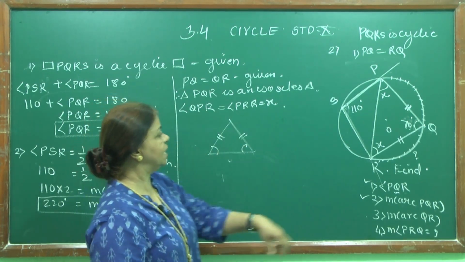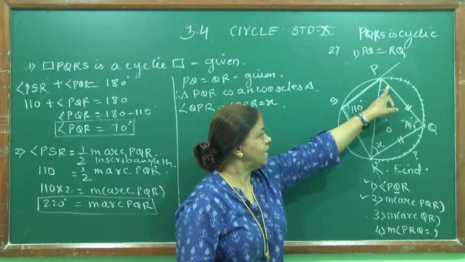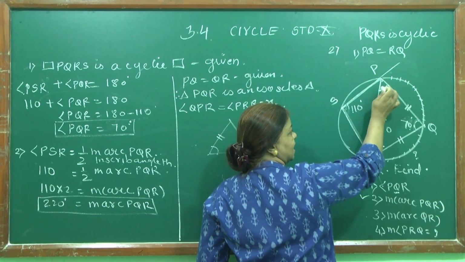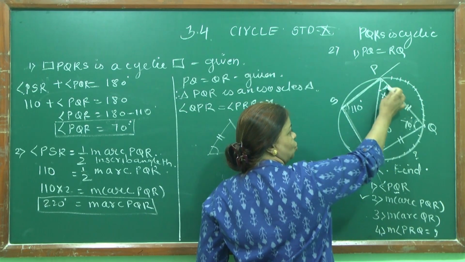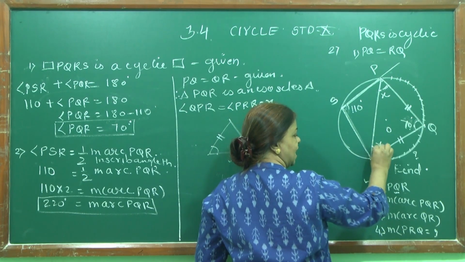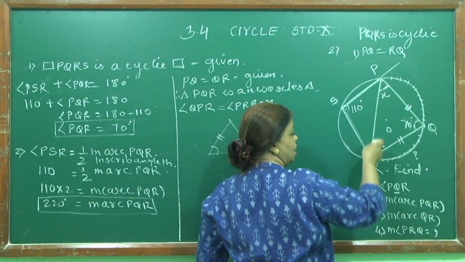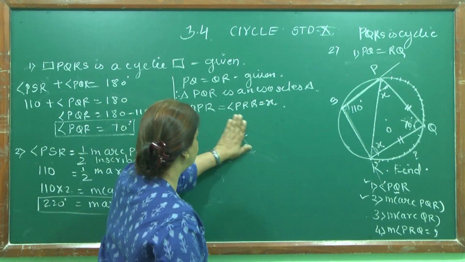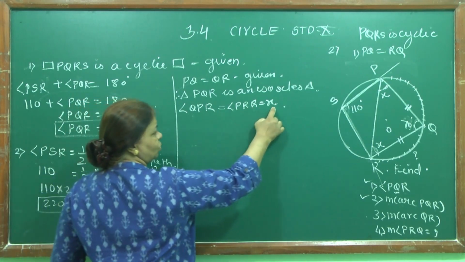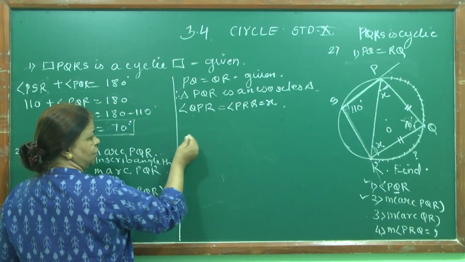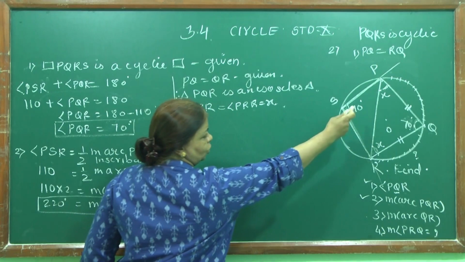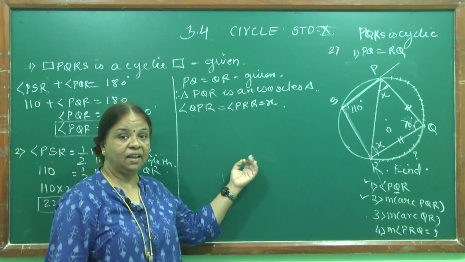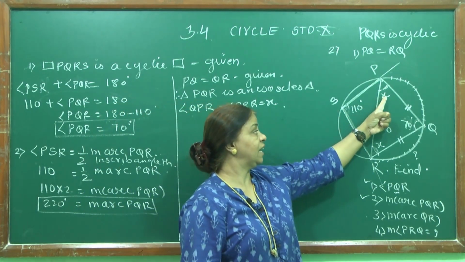And how to name them? See, this angle is touching this side and this side, so I should start from here: QPR. This angle I want, so I should start PRQ. So these are two base angles. Let them be equal to X. So what can I do? I can use the sum of the angles of the triangle is equal to 180. That can help me to find out angle X.